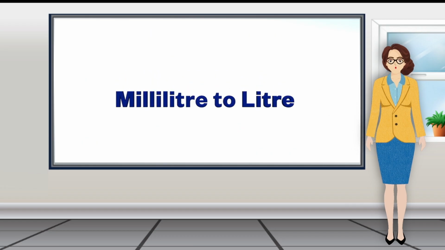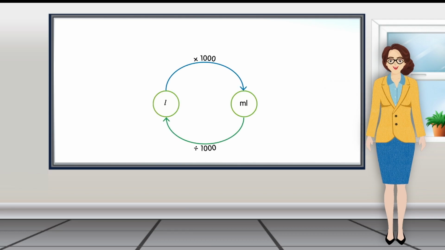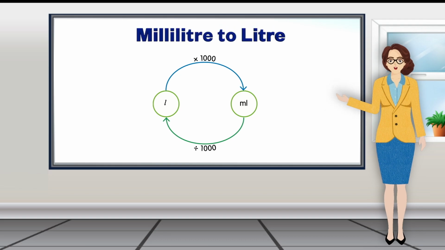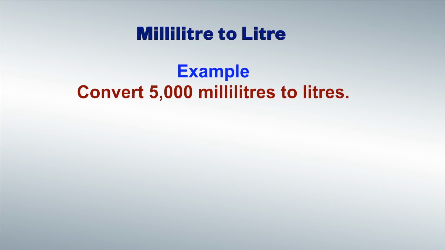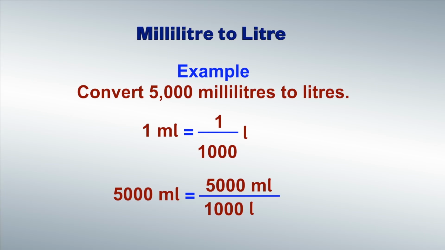Milliliters to liters. Students, now see the conversion of milliliters to liters. To convert milliliters to liters, divide the given capacity in milliliters by 1000. Example: convert 5000 milliliters to liters. 1 milliliter is equal to 1 by 1000 liters. So, after dividing 5000 milliliters by 1000, the answer will be 5 liters.